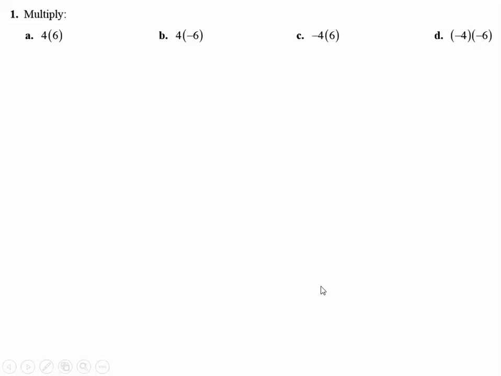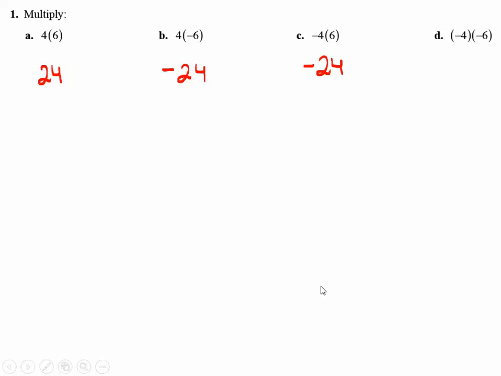All right, let's go for it here. So positive 4 and a positive 6 obviously makes 24. 4 times a negative 6, since they're different signs, it's going to give you a negative number, and then we just multiply the numbers themselves. So negative 24. Negative 4 and 6 makes a negative 24. Again, different signs, therefore negative.